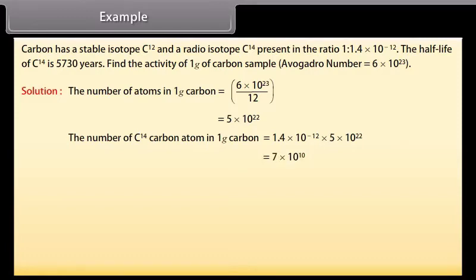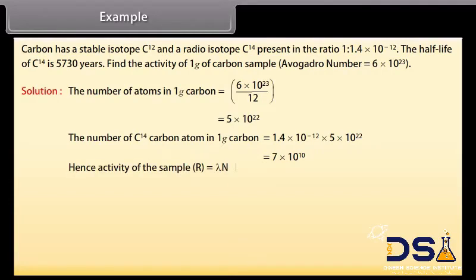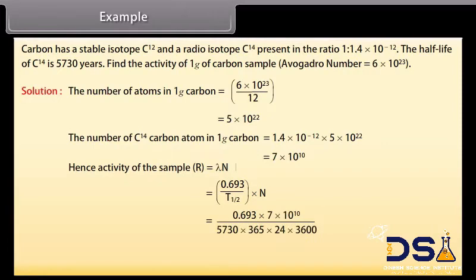Hence, activity of the sample R is equal to lambda N, which is equal to 0.693 by T-half into N, which is equal to 0.693 × 7 × 10^10 divided by 5,730 × 365 × 24 × 3,600, which is equal to 0.26 per second per gram. Approximately 16 per minute per gram.